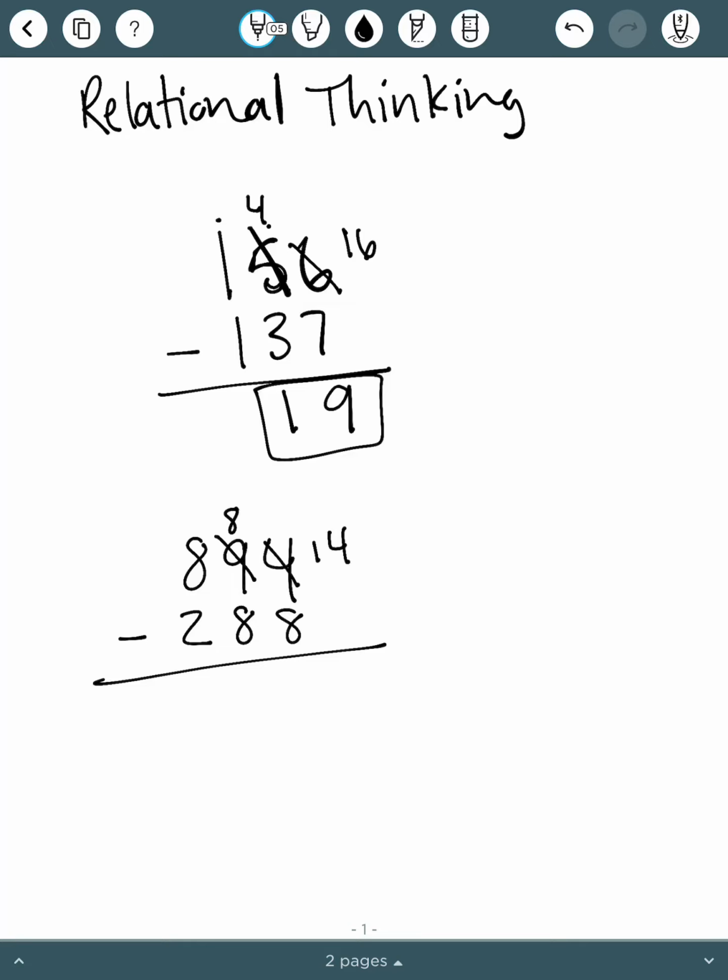14 minus 8 would be 6, and then 8 minus 8 would give us 0, and 8 minus 2 would give us 6. So 606 would be our answer for that one.